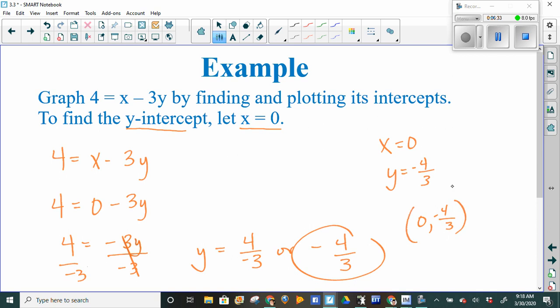So when they talk about plotting, when it's fractions like this, it's a little harder to do, but if I'm not mistaken, I don't think in my math lab it's going to ask you to plot a fraction. It'll be a whole number. But just know fractions are still a possibility.